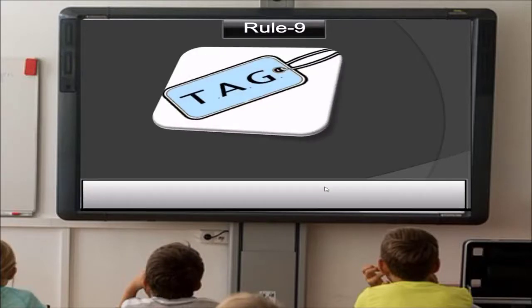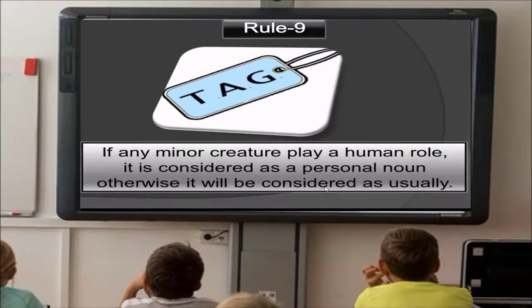Rule 9. If any minor creature play a human role, it is considered as a personal noun, otherwise it will be considered as usually. Do you understand?